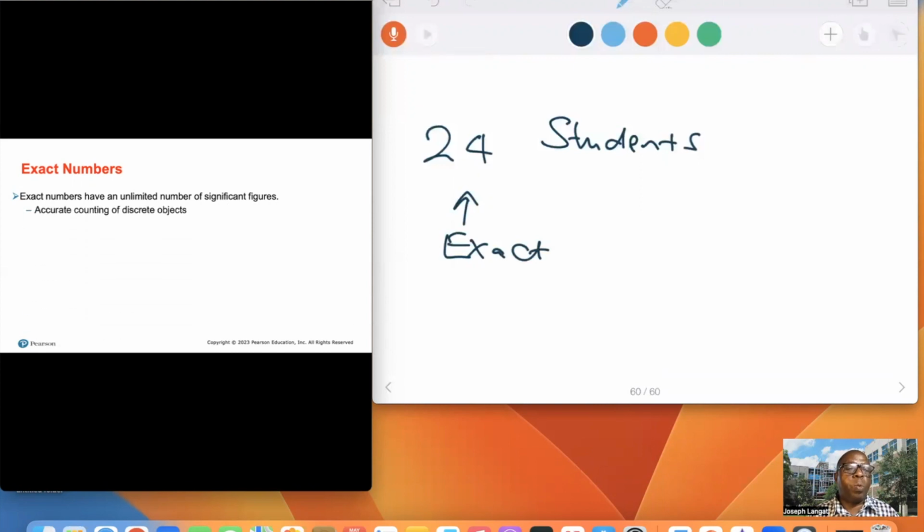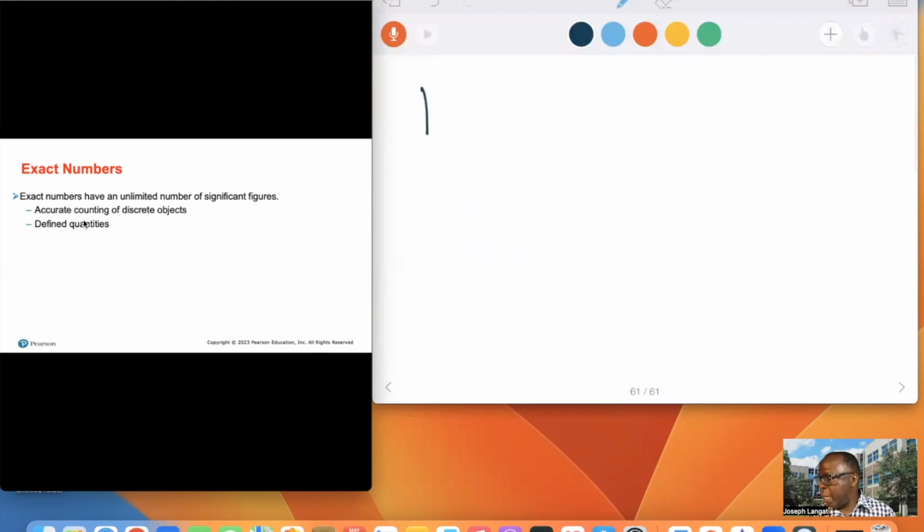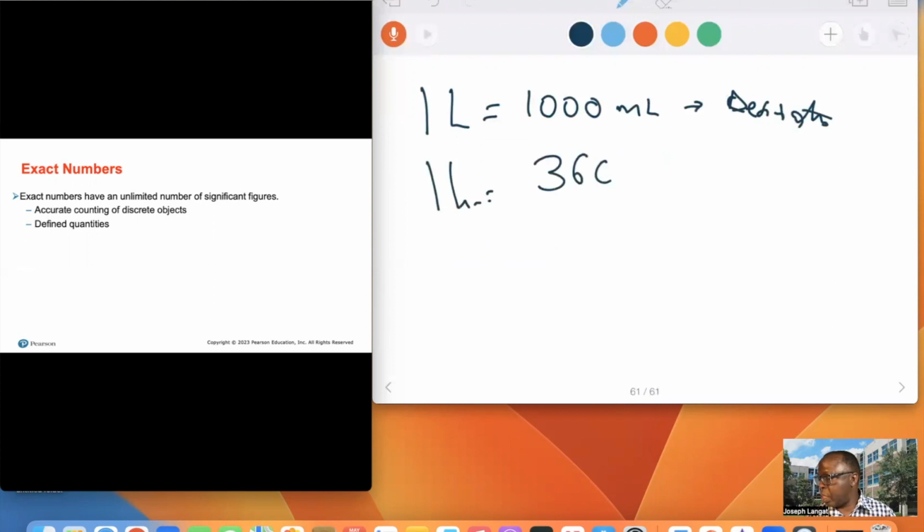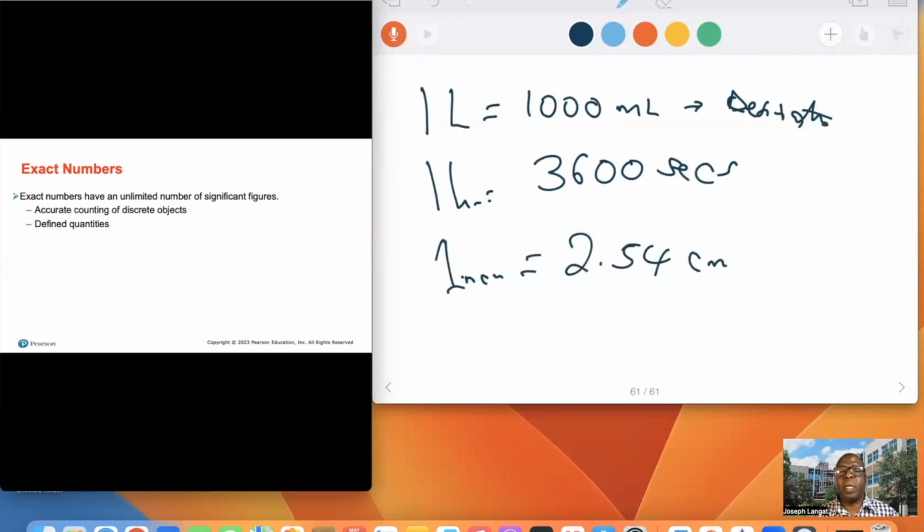There are numbers from definitions, all right? Defined quantities. What are defined quantities? 1 liter, for example, equals 1,000 what? 1,000 ml. It's a definition. 1 hour, for example, equals 3,600 seconds. Definition. 1 inch equals 2.54 centimeters. These are definitions and they are exact as well. They have an unlimited number of significant figures.